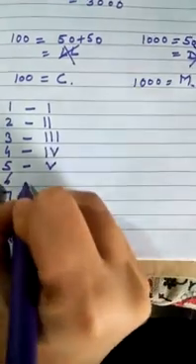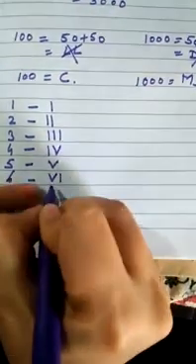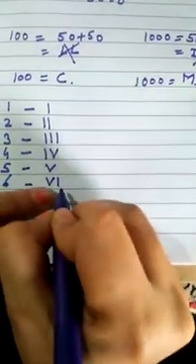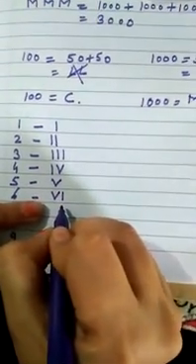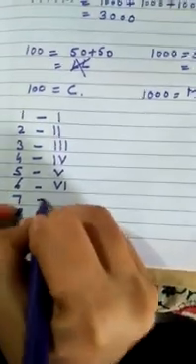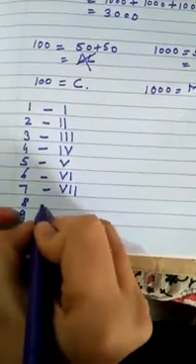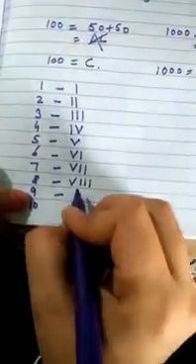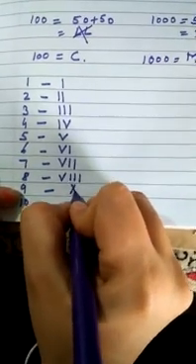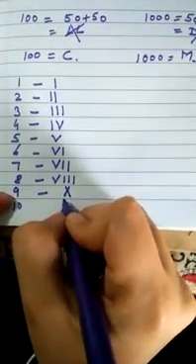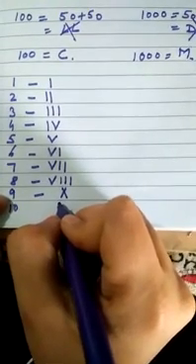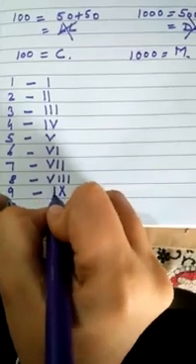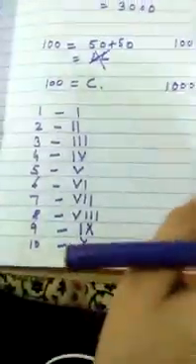Now 5 is V and 6 is VI. 5 is on the left side and 1 on the right side. This is the rule of addition. Then 5 plus 1, 6. Next, VII is 7, VIII is 8, and 9. Now, again, we will not repeat I 4 times. So, this is X. X is equal to 10. And now, this is the rule of subtraction. So, we will write I on the left side: 9 is IX, and 10 is X. Clear?